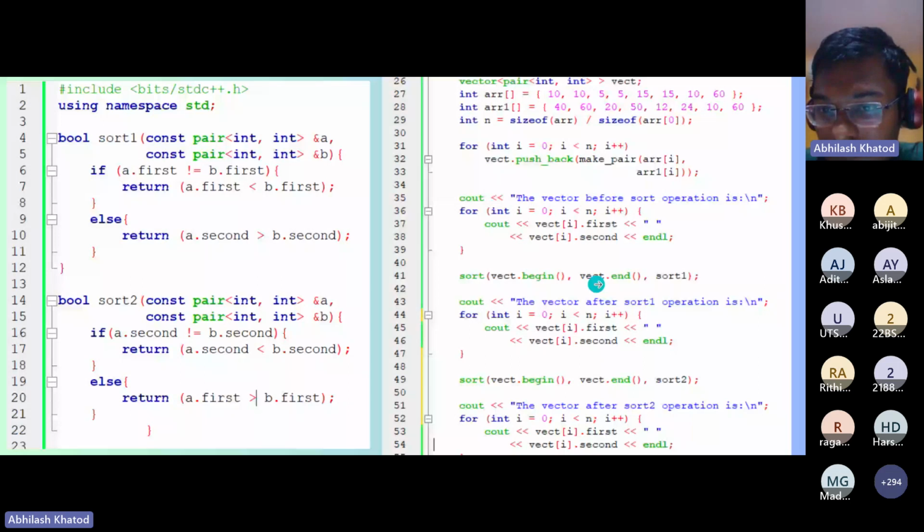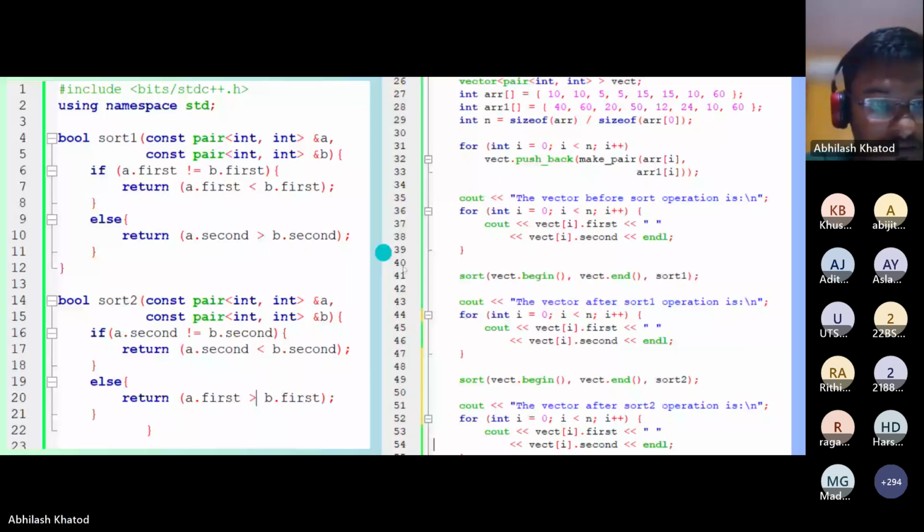What we should study now is sort vec dot begin and sort vec dot end. That's it. But now here comes the third parameter. I have written it as sort one. I'll tell you how. What this third parameter does is very important. Let's look at it.